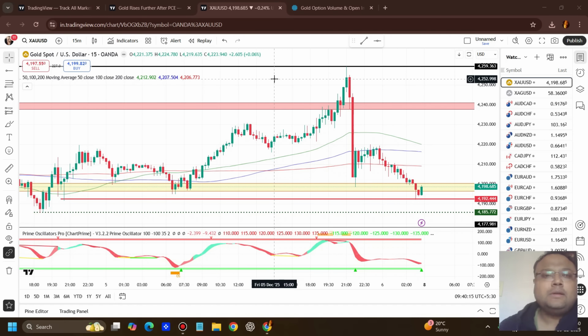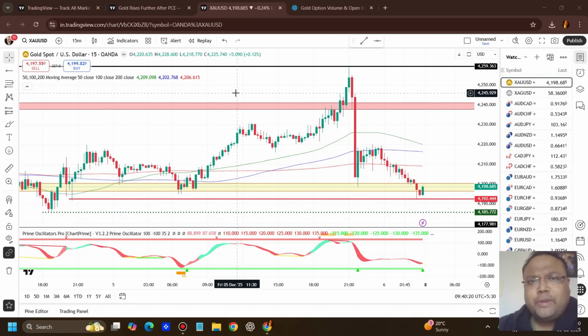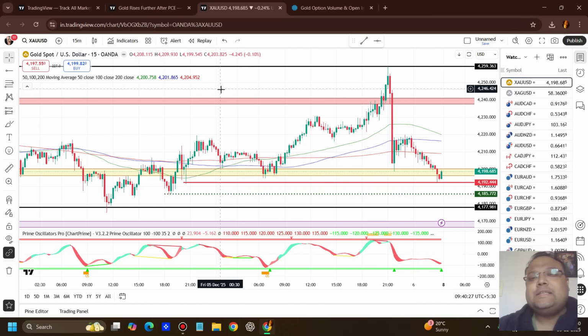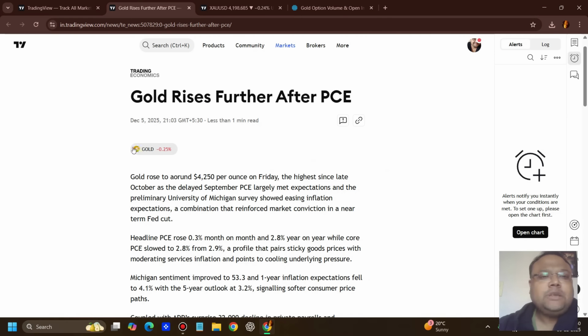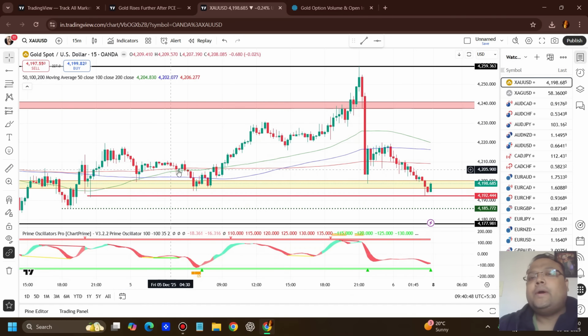So let's get started. My dear friends, this is the 15-minute chart of gold in front of us, and we can see that a lot of action took place on Friday. That's why I warned you guys to be careful because this market is not going to be an easy one, and as expected, there was a crazy amount of volatility in the US session. You can see gold rises further after PCE. Gold rose to around 4250 per ounce on Friday, the highest since late October, as the delayed September PCE largely met expectations. So overall, the data was good. As a result, market went upside.